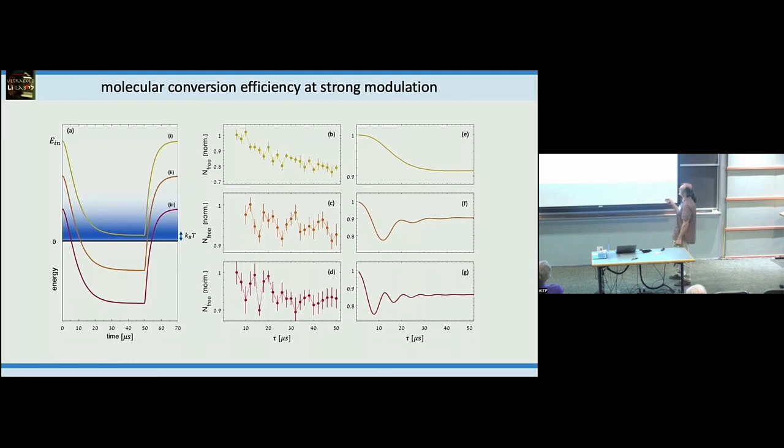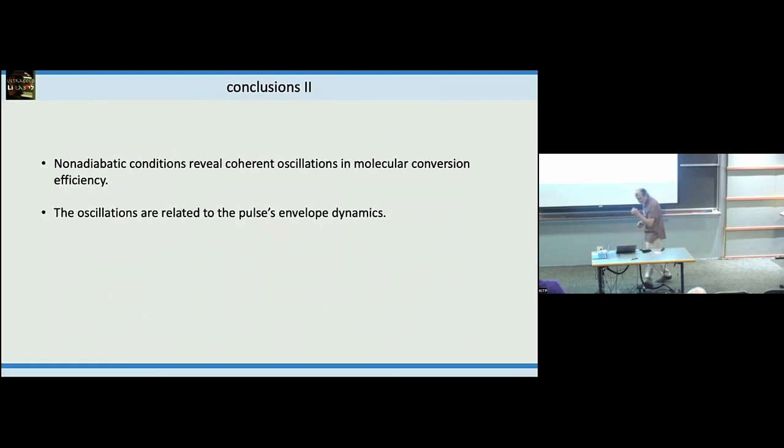You can see that between the two minima here and between two minima here, a different time has passed. So it's just a demonstration that we can form some coherence between the molecules and thermal atoms in case of strong modulation. And this is a demonstration of a non-adiabatic effect in molecular conversion efficiency, which is related to the envelope of the pulse.